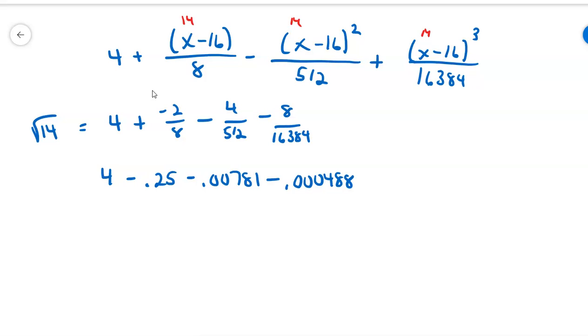Okay, so you notice we're starting at a higher number and we're working our way down. The other option would have been to start at 9 and work our way up, but 14 is closer to 16 than it is to 9, so we'll do it that way. All right, let's subtract these numbers and see what I get.